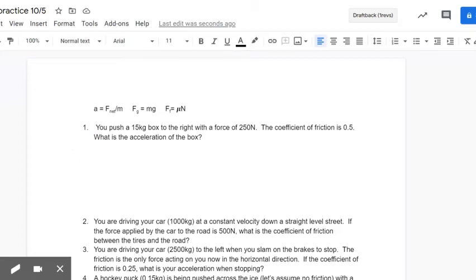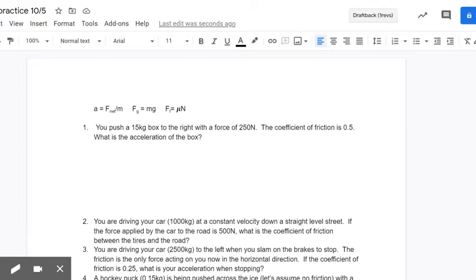Okay, guys, I'm going to go quickly on how I would do this problem. Number one, we already covered it in class, but let's go over it again really quickly. I have my problem. We push a 15-kilogram box to the right with a force of 250 newtons. Coefficient of friction is 0.5.